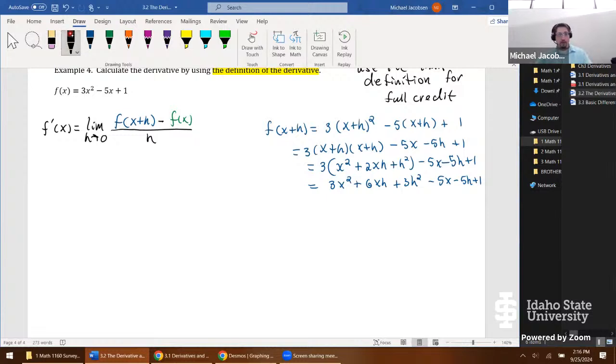Okay, looks like we're on our way with this one then. Next step, we can say this is equal to the limit as h goes to 0. Really long fraction part, looks like.